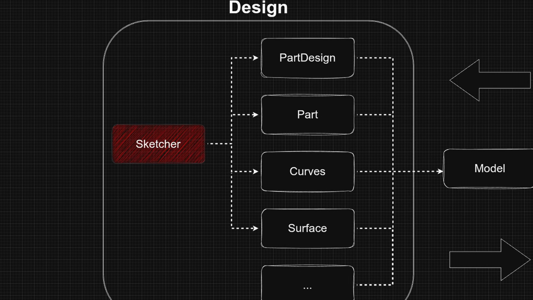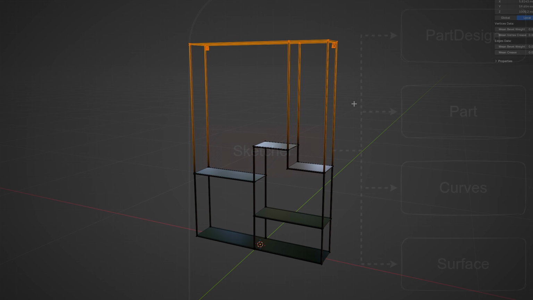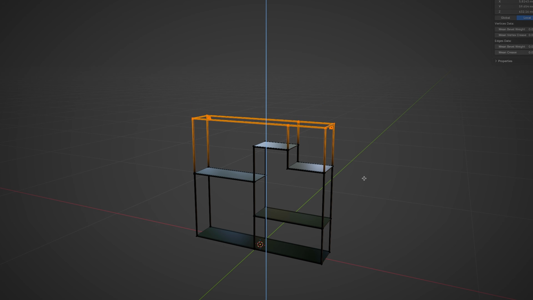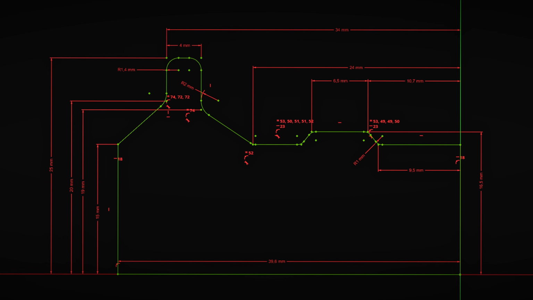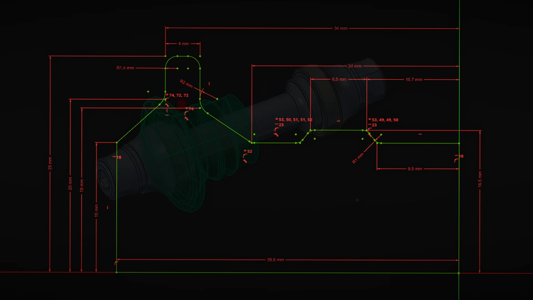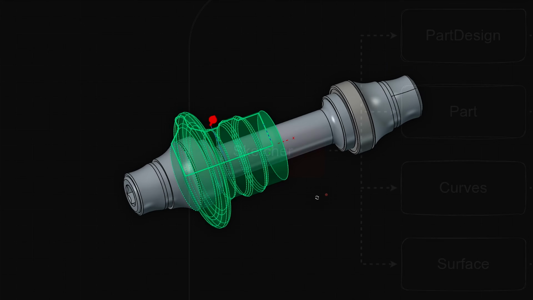You can see that I have highlighted the sketcher in red because I consider it the foundation of everything. Unlike software like Blender, where you model by directly pulling and moving points, here everything is controlled and parametric. It is driven by dimensions and constraints. That's why it's essential to have a two-dimensional vision of your object in order to create it.